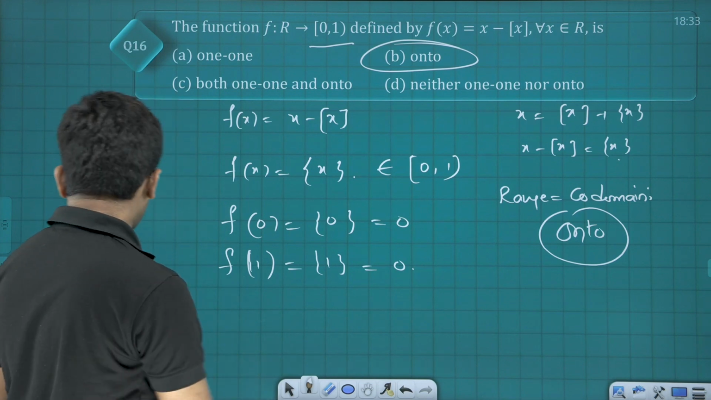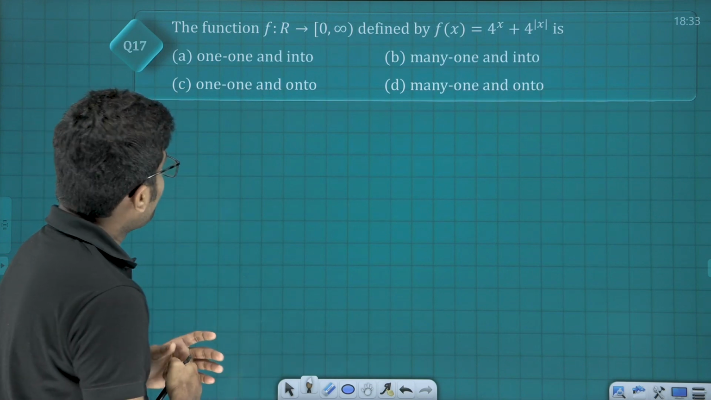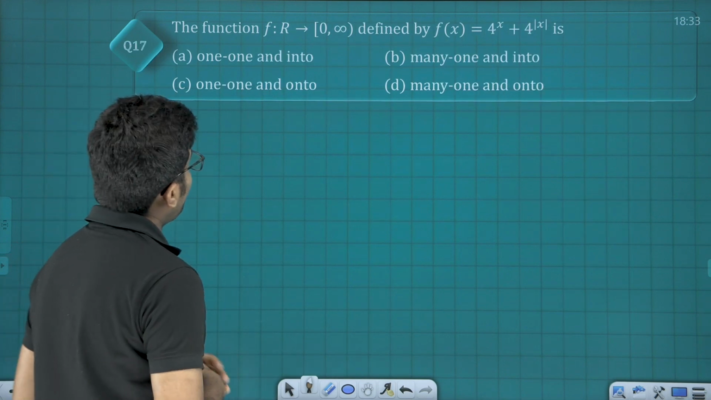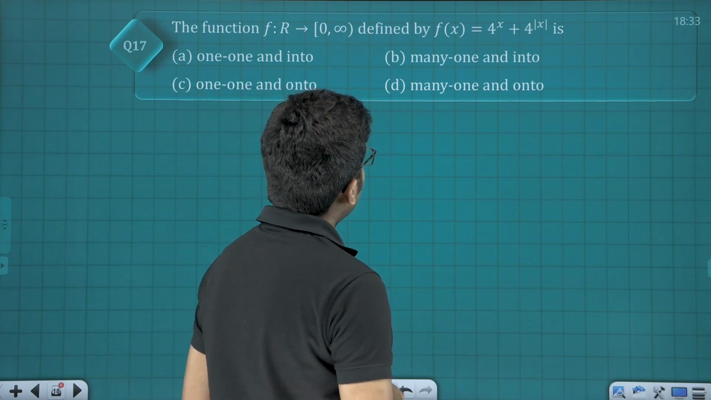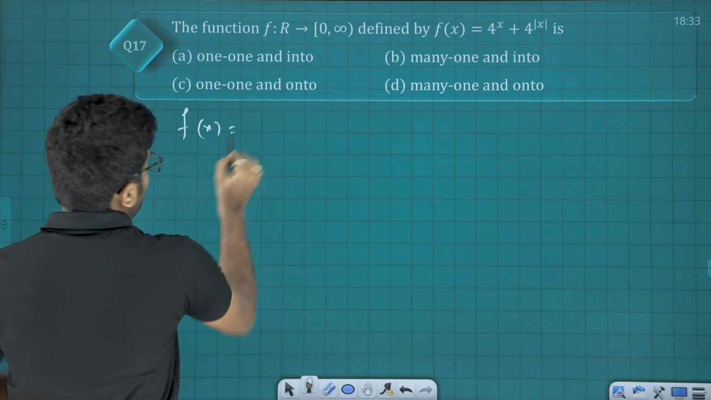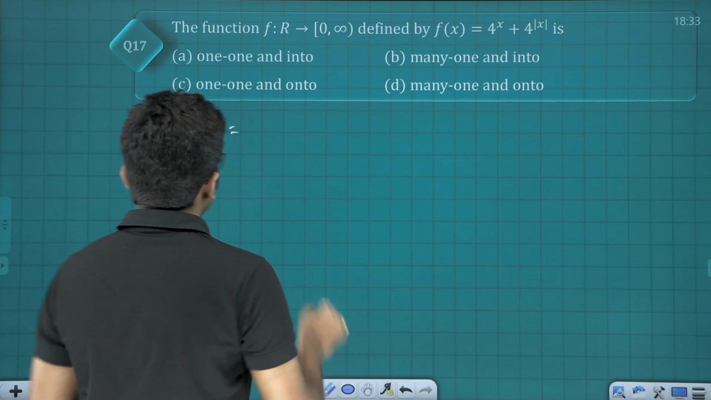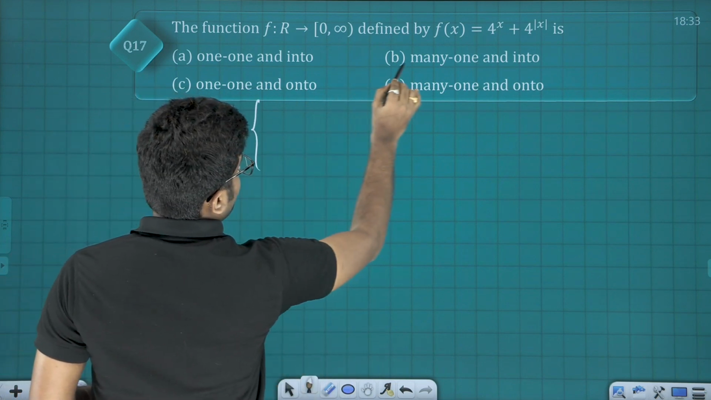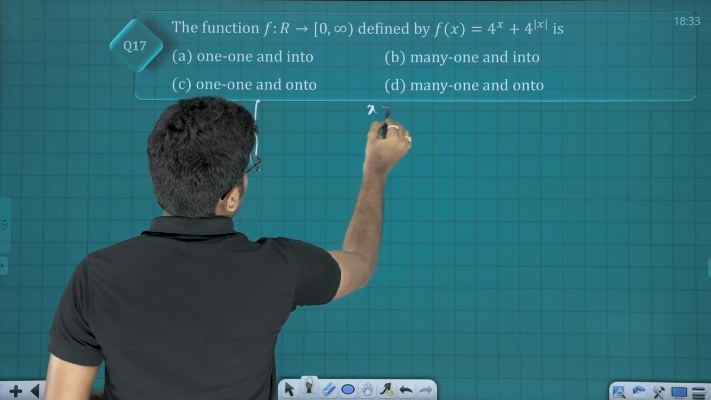Clear? Next question. f mapping from capital R to closed 0 to infinity defined by f of x is equal to, whenever we have modulus, friends, first define the function. So it is 4 power x when x is greater than or equal to 0.